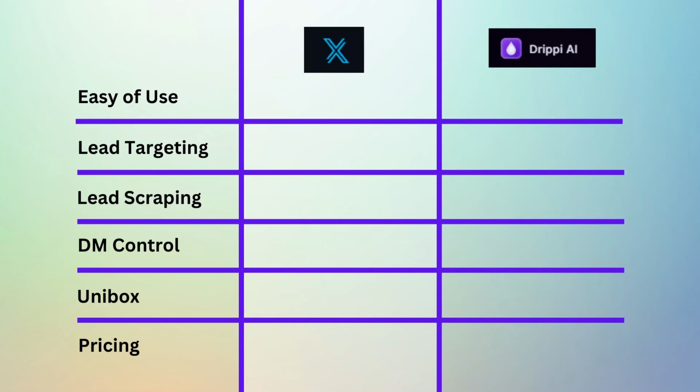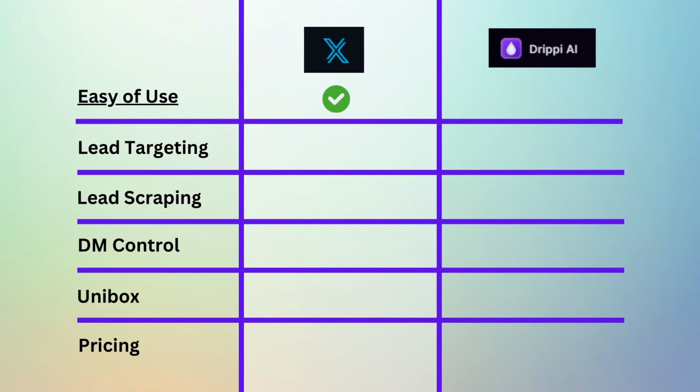So let's start with ease of use. Which platform do I think is easier to use and is more beginner friendly? I would definitely give this to the XReacher. I love the simplicity, and as you saw, the interface there is really minimal. Whereas on Drippi you have a lot more options and features, but everything may seem a bit overwhelming and even buggy. So since I value simplicity, I'm giving this to the XReacher.